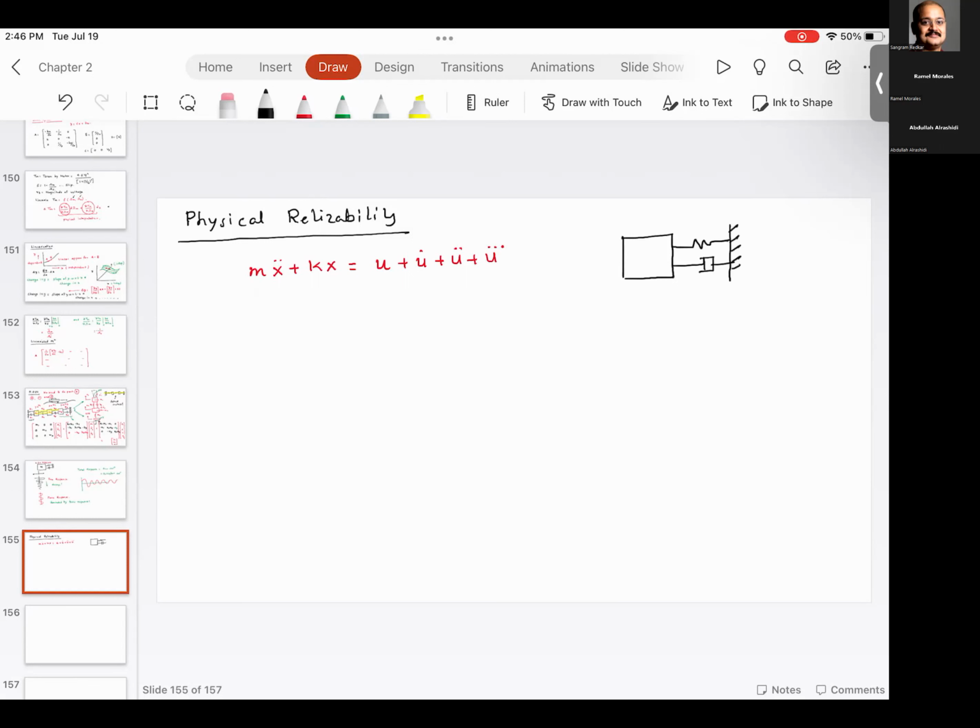Which means, can I have a mass? Can I have a stiffness? And say damping is zero. Maybe damping is zero. Can I have external forcing u, u dot, u double dot, and u triple dot acting on the system? So even though mathematically this is possible, in a physical system, this is not possible physically.